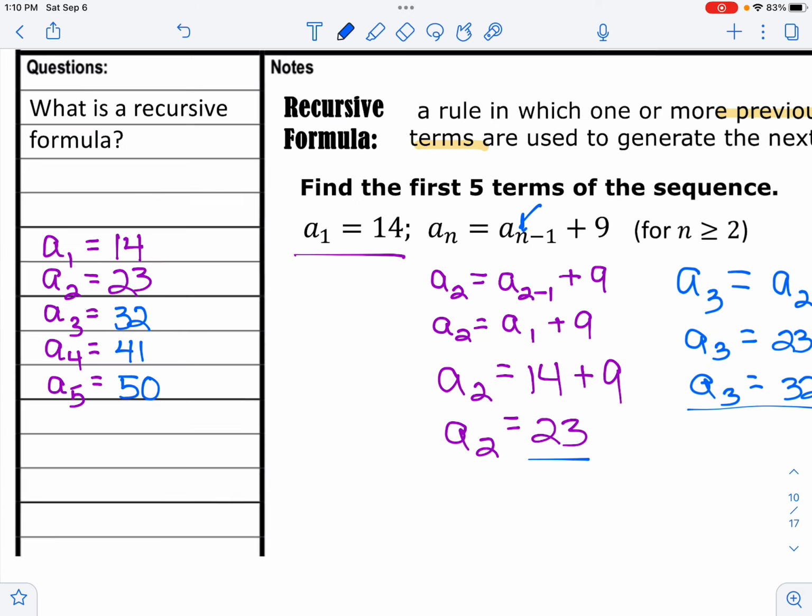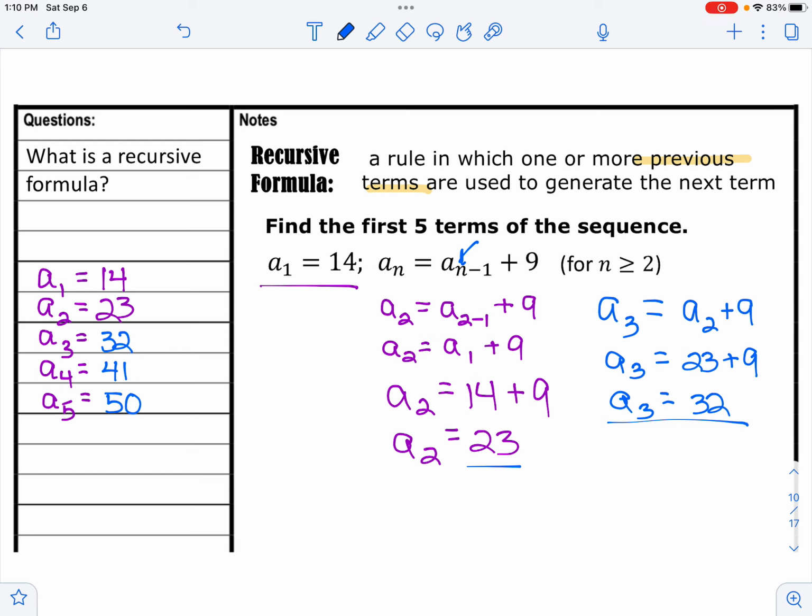So this recursive formula simply says take the previous term, add 9. And then here is my answer for the first 5 terms. So that's really all it is. You just have to get used to the notation.